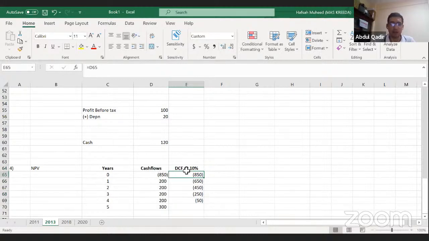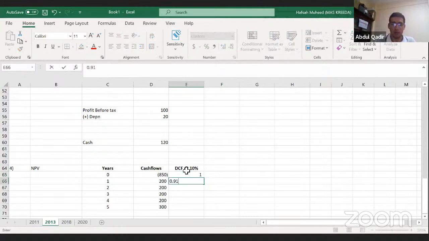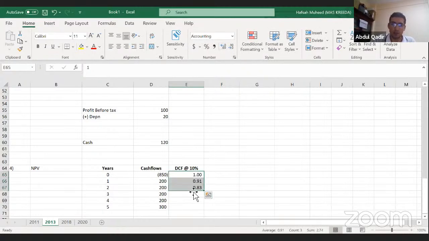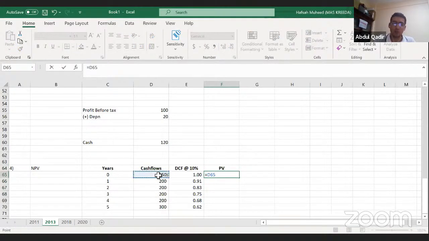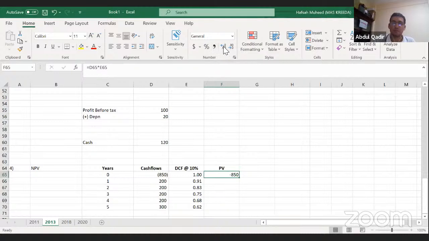Here I will say discounting factor at 10%, and I will start putting the discounting factors, right? 0.91, 0.83. So these are all showing 1 because of the decimal places. 0.83, and 0.75, 0.68, 0.62, right? So yeah, and then you calculate present value, right? And then how do you calculate present value? The cash flow into the discounting factor, right? So you do it for each year, right?